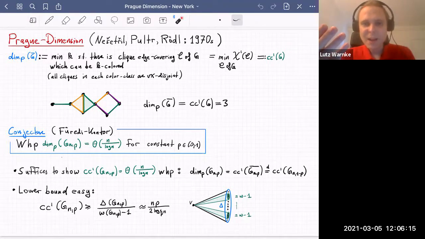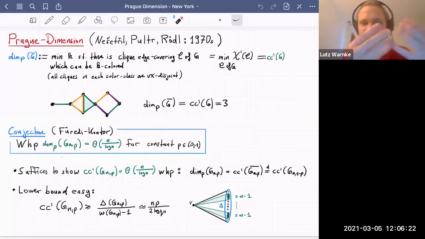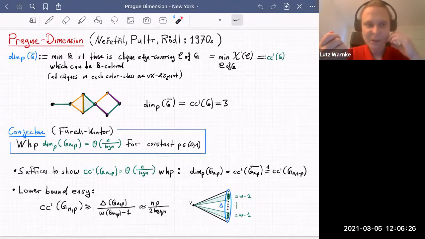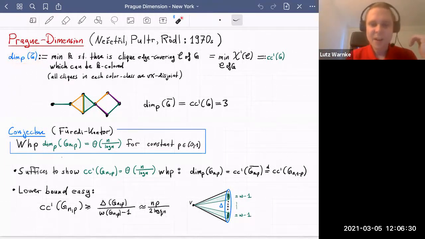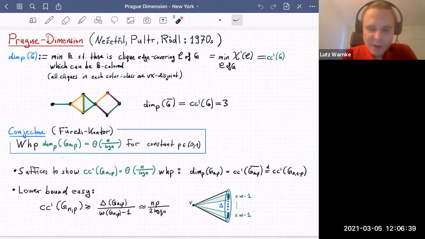Once we have such a collection of cliques which covers all the edges, you want to color them so that no two cliques in your collection receive the same color if they share a vertex. And the Prague dimension of the complement of G is the minimum number of colors you need among all such clique edge coverings. So you kind of want to minimize the number of colors over all possible clique edge coverings of G.